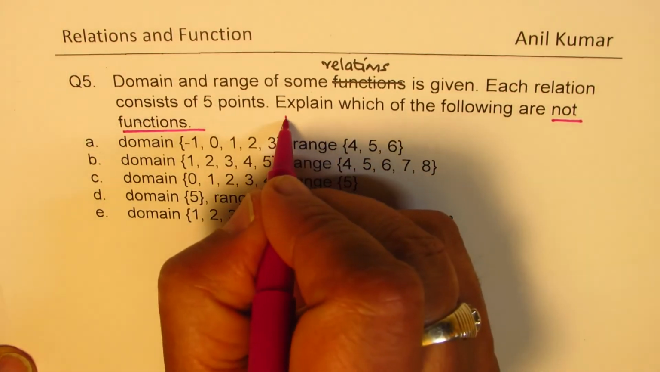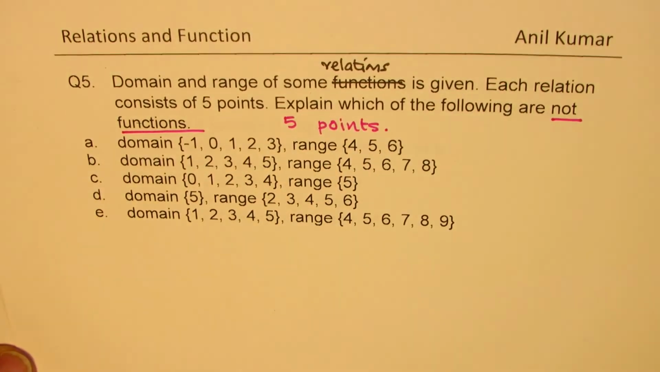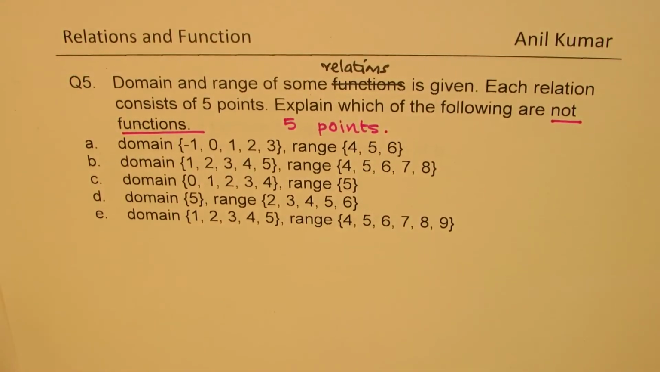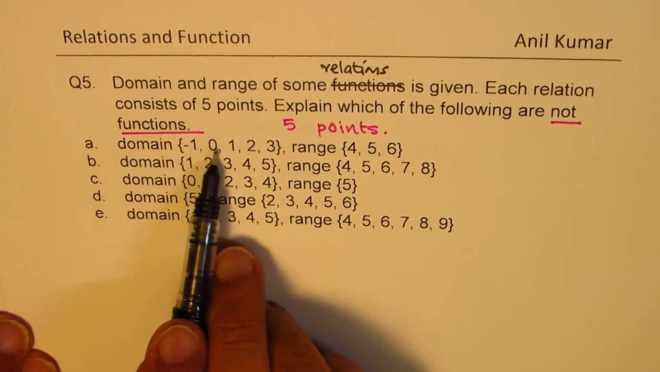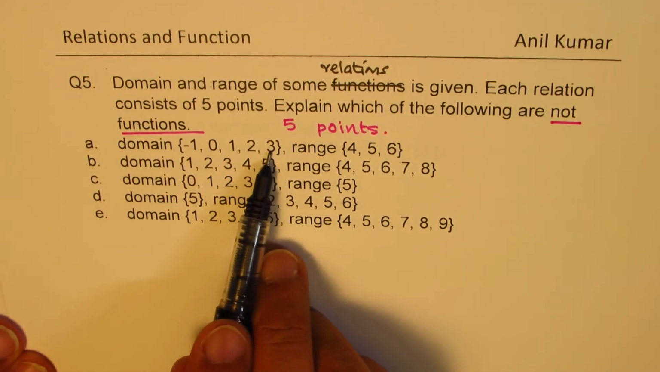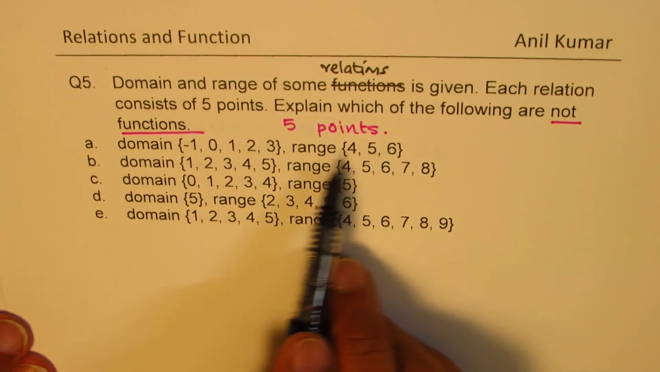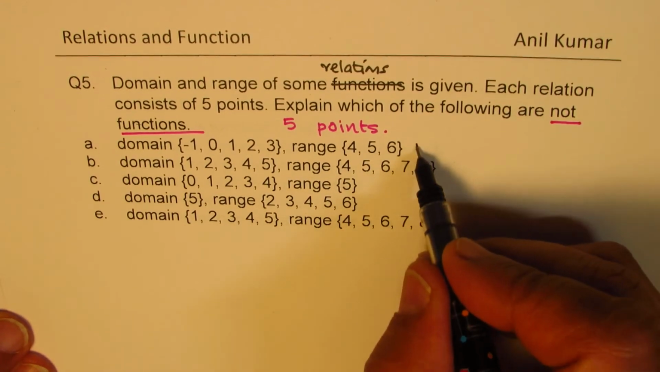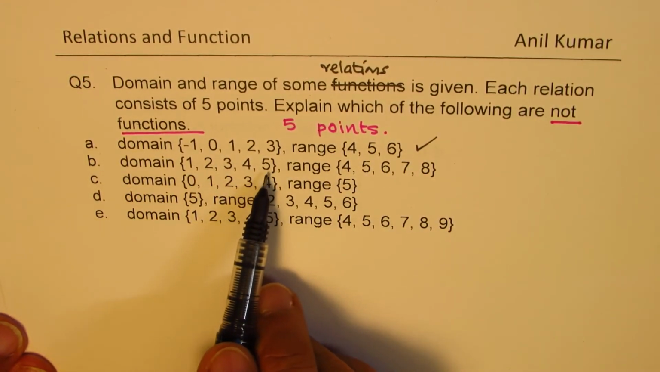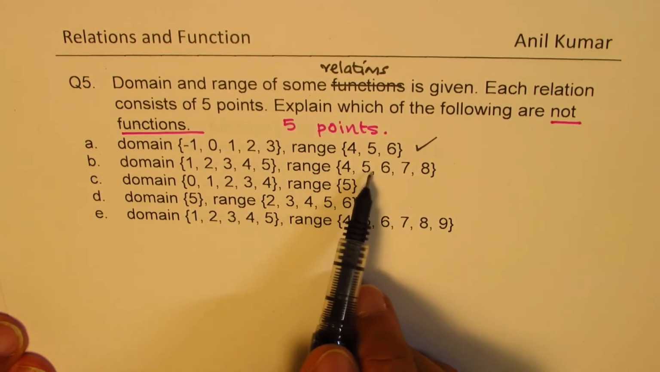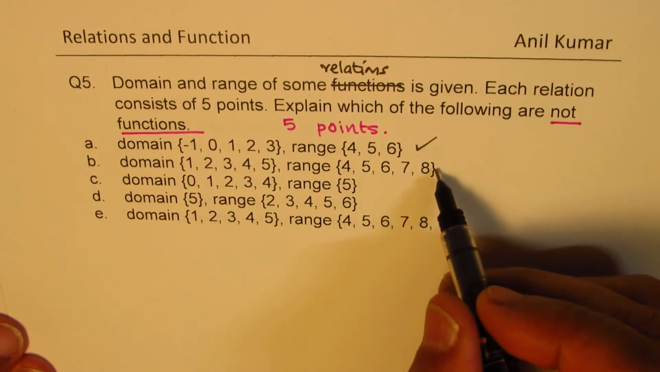This set represents 5 points. So 5 input-output points each, okay? Now let's answer this question. The first one is, domain has 1, 2, 3, 4, 5 unique x values and range has 3. We have more domain than range, so it is a function, right? This one is a function. Next one, domain is 1, 2, 3, 4, 5. Perfect. Now the range is 1, 2, 3, 4, 5. This is a 1 to 1 relation. It is a function. Is it okay?